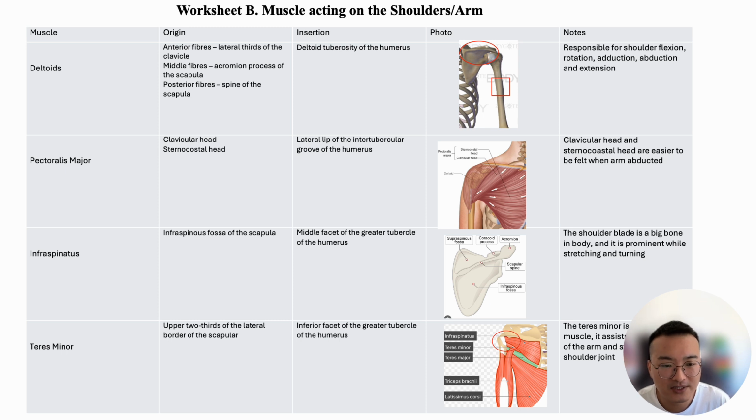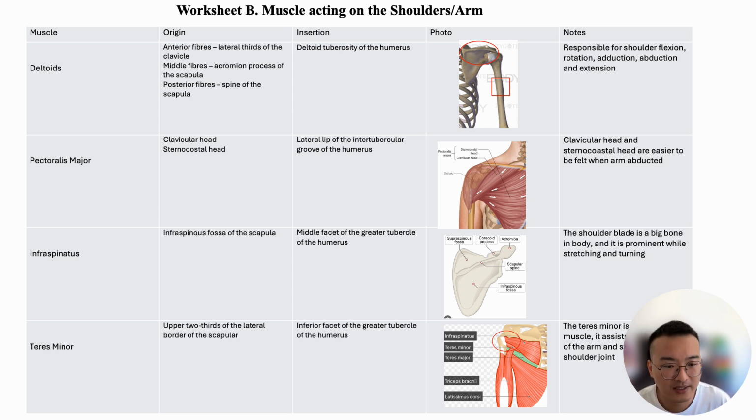The second muscle is pectoralis major, and the origin of it is clavicular head and sternocostal head. The insertion of it is the lateral lip of the intertubercular groove of the humerus. And the clavicular head and the sternocostal head are easier to be felt when the arm is abducted.